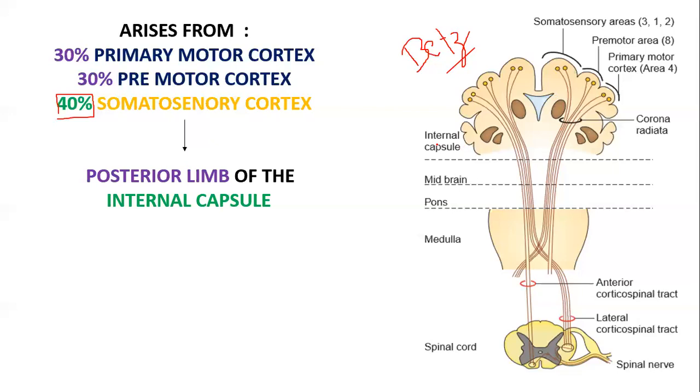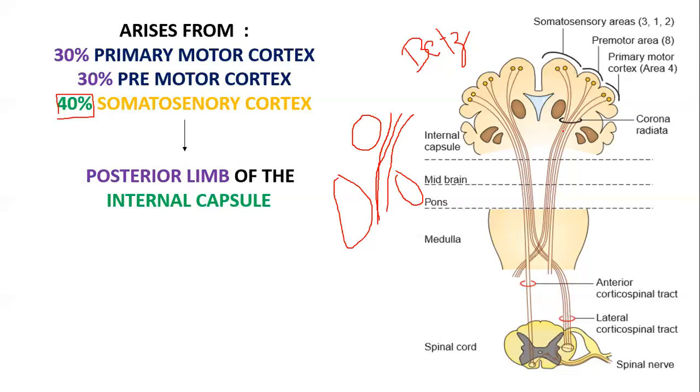If you take internal capsule, you will have something called caudate nucleus, you will be having thalamus, you will be having lentiform nucleus like this. The white fibers which pass in between these are called an internal capsule. You will have an anterior limb, a genu, and a posterior limb. This is your posterior limb of your internal capsule. So after origination, it is going to be related to your posterior limb of internal capsule.